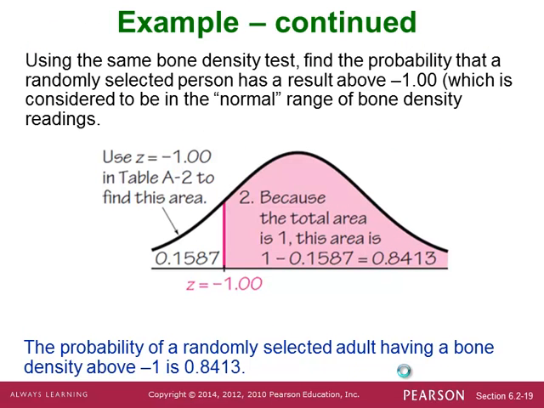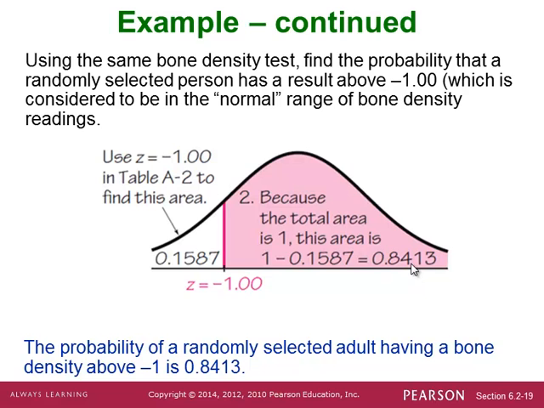That means that the area to the right is 1 minus 0.1587. Remember, the whole area under the curve is 1. Because the whole area under the curve is 1, then 1 minus 0.1587 is 0.8413, meaning the probability of getting someone with a bone density score of greater than -1 is 0.8413, meaning 84.13% of people have a bone density score of greater than -1.